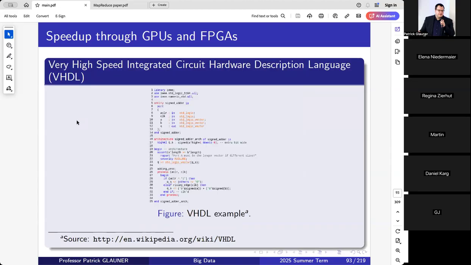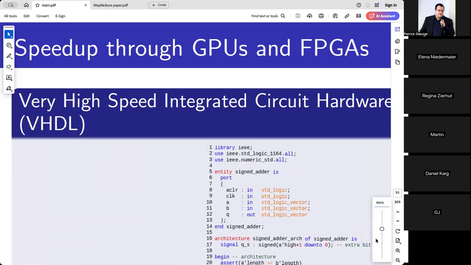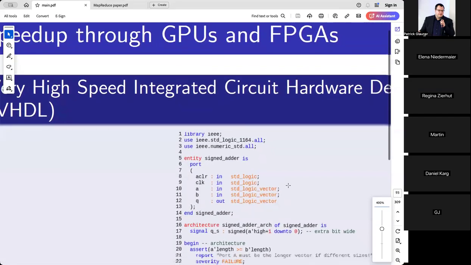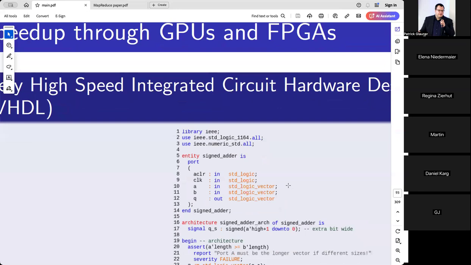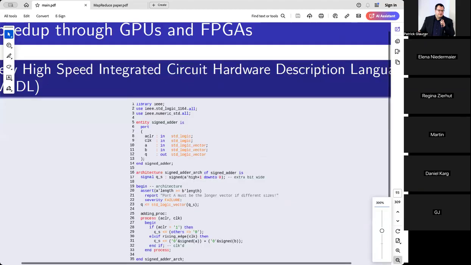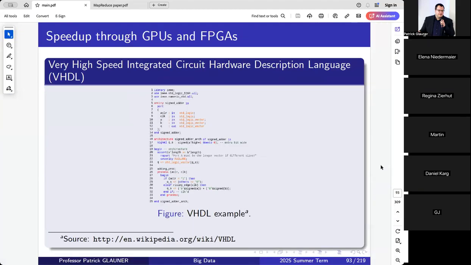So instead, what we use is a hardware description language. There are various hardware description languages. One that has become very popular is VHDL, which stands for Very High-Speed Integrated Circuit Hardware Description Language. And if you zoom in, you will see a bit more. And you see this, it looks a bit like a programming language, right? Looks like, I don't know, C or some variation of this. But it turns out VHDL is probably most important for today. It's not a programming language, it's a hardware description language.